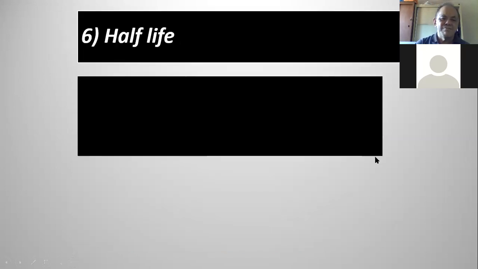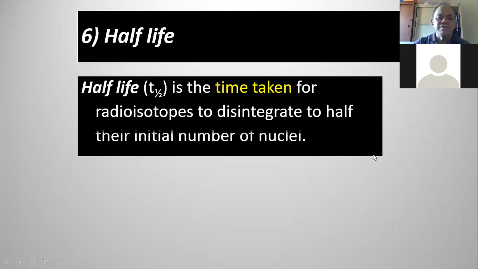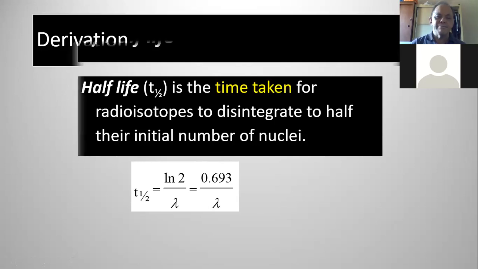So let's introduce half-life. It's the time taken for radioisotopes to disintegrate to half their initial number of nuclei, from N0 to N0 over 2. That is the time taken that we want, and that's called half-life. It's related to ln 2 over lambda. Ln stands for log to base e, and if we use a calculator, we find it is 0.693 divided by lambda. This is given in the formula sheet, so you can just refer to your formula if you've forgotten, but it's always better to remember it.